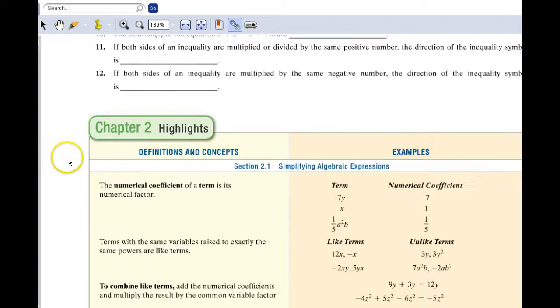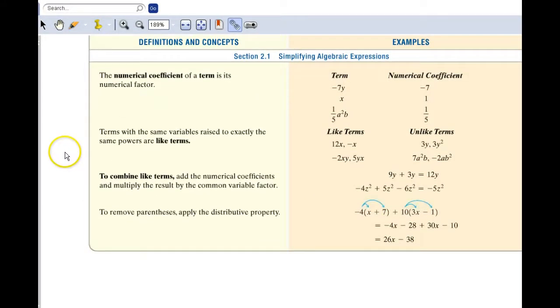We're now going to do the chapter highlights here, as we did in chapter 1. Okay, looking over simplifying algebraic expressions, we talk about the numerical coefficient of a term is its numerical factor. So in negative 7y, the coefficient is negative 7. If there doesn't appear to be one, as in the x here, it's actually a 1x. And then here it's 1/5.